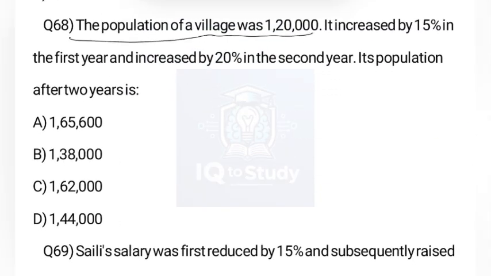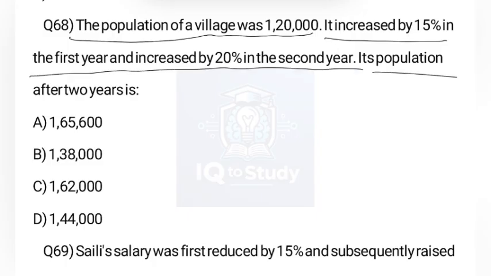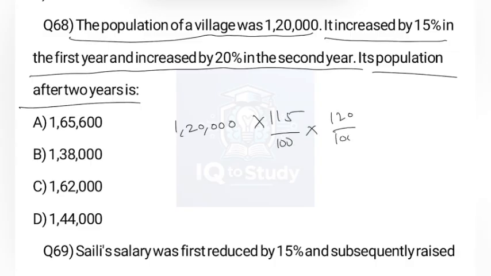The population of a village was 1,20,000. It increased by 15% in the first year and by 20% in the second year. Its population after 2 years is? So the initial population, which is 1,20,000, into 15% increase means 115 by 100, into 20% means 120 by 100, which is equal to 12 into 115 into 120. That is 1,65,600.